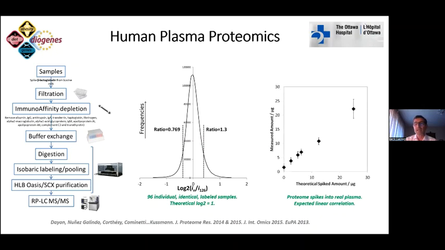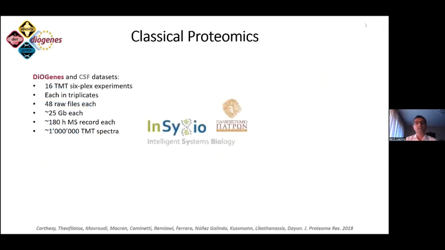And then in terms of linearity, we spiked proteomes, known proteomes or combinations of proteins into real blood plasma, and you would expect a linear correlation. And this is exactly what we see in practice. Now, when you do classical proteomics, you do basically first a protein identification based on peptide sets, and then you quantify these peptides.